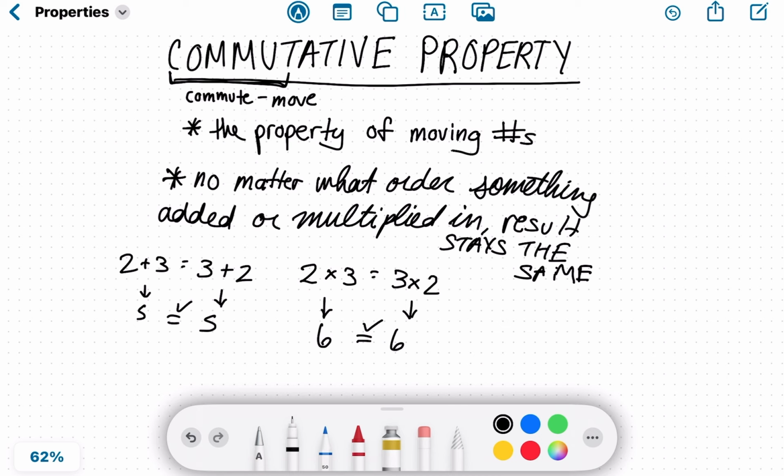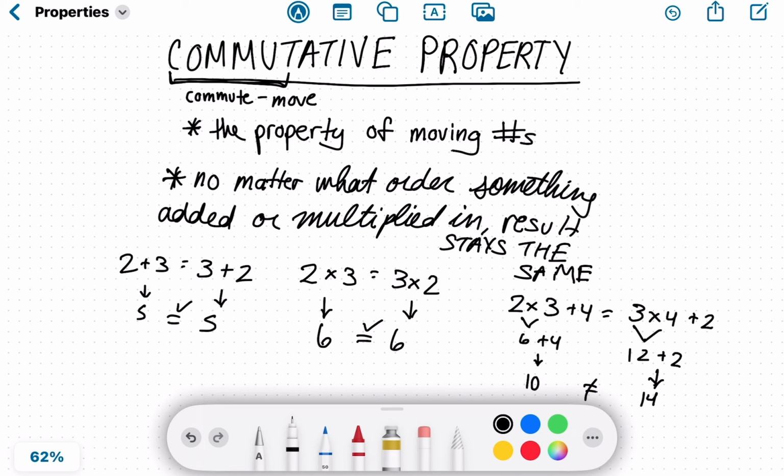But now let's try an example where we do multiplication and addition. Let's see what happens. Okay, 2 times 3 plus 4. 2 times 3 is 6, plus 4, that's 10. Now let's try switching around the numbers. Let's do 3 times 4 this time, plus 2. All right, 3 times 4 is 12, plus 2, that's 14. Wait a minute, 10 is not equal to 14.